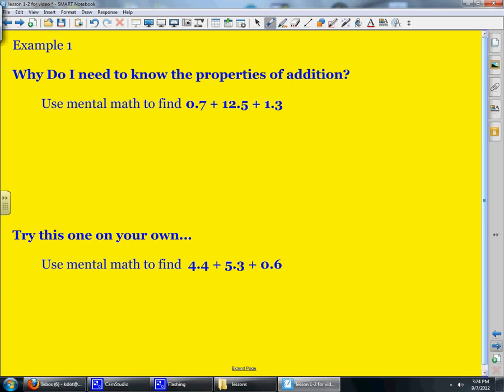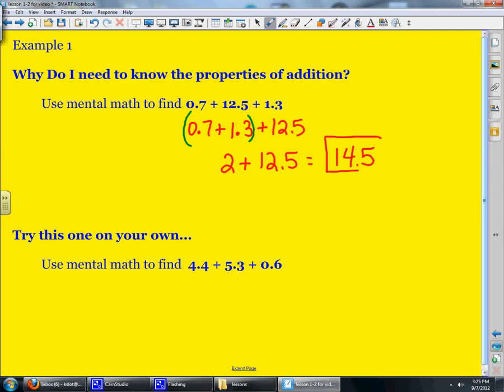So for example, in this first problem, we want to maybe switch these two numbers here because I know that 7/10 plus 1 and 3/10 is going to equal 2. So I'm going to change the order of the problem. 7/10 plus, and I'm going to switch the 1.3 and the 12.5. And then I'm going to group these two numbers together. So when I add those, I get 2. And then 2 plus 12.5 is equal to 14.5.